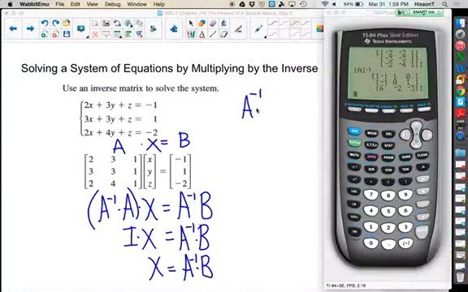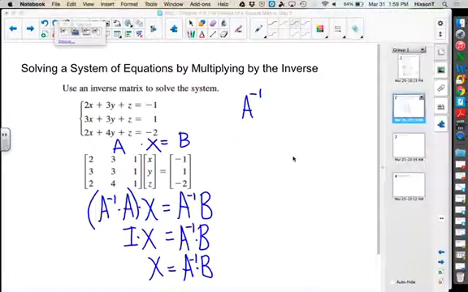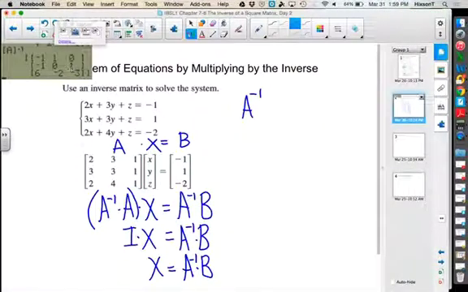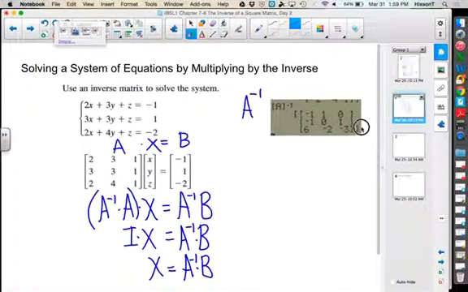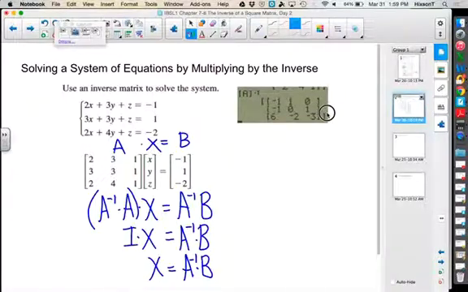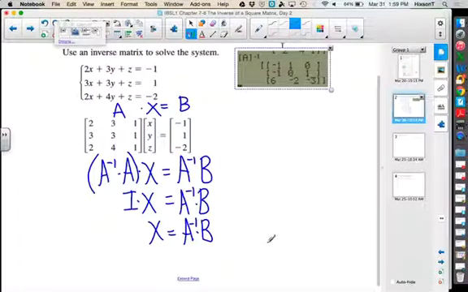So A inverse times B gives the x, y, and z. Yep. And that multiplication you should be able to do on your own.